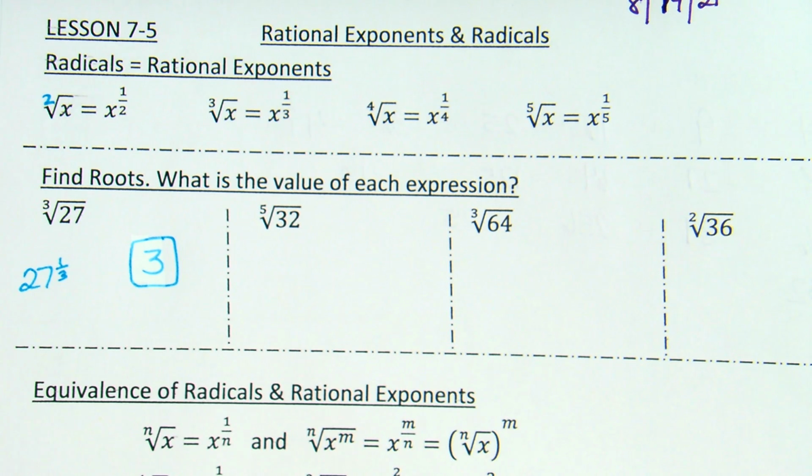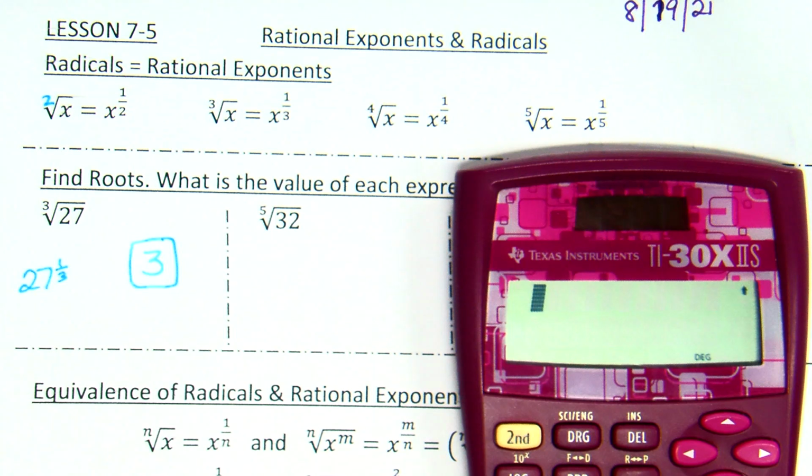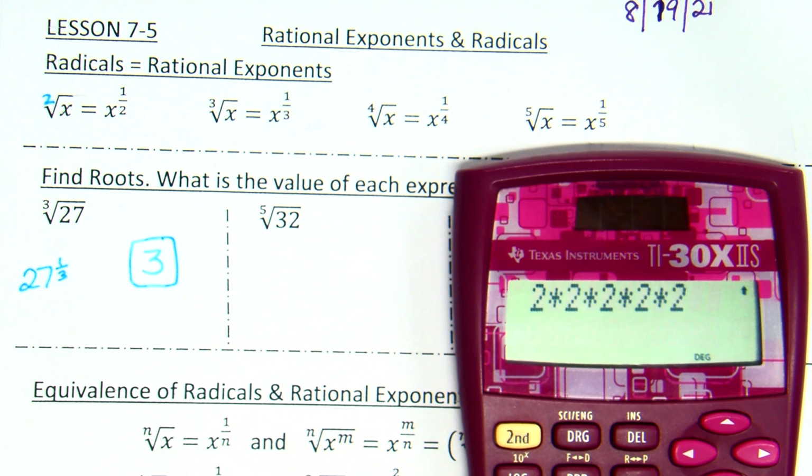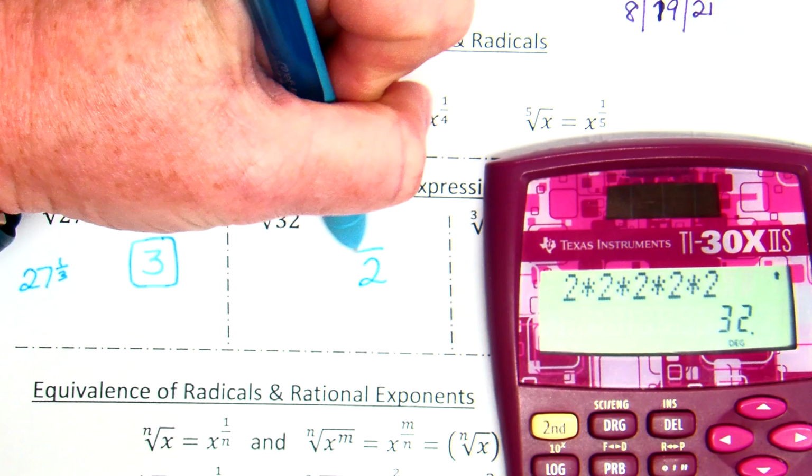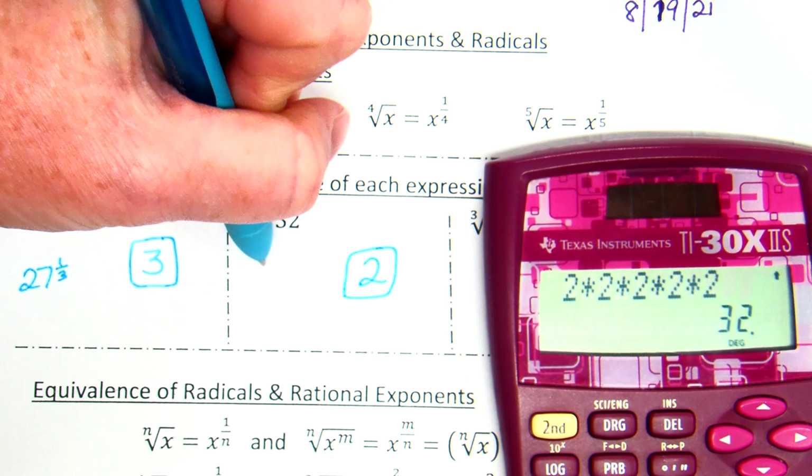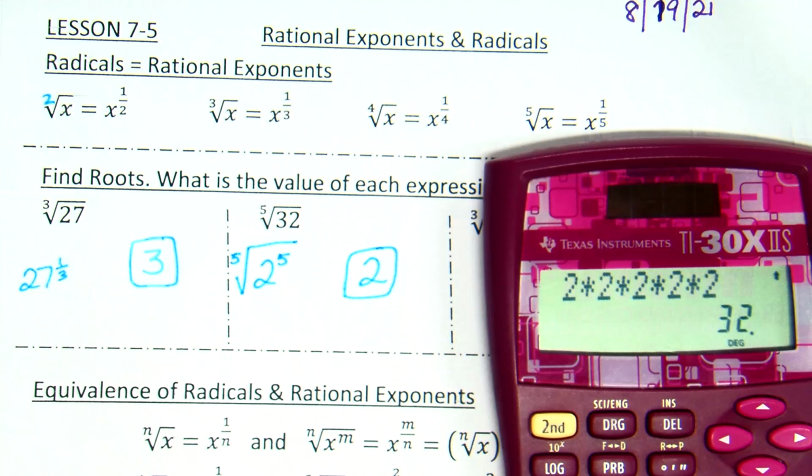I'm with you. Okay, so here, I put my calculator up here. 5 times 5. Nope. Try again. 2 times 2 times 2 times 2 times 2. I have 5 2's up there. And when I multiply them, I get 32. So what is the fifth root of 32? 2. And that's because this is 2 to the 5th, isn't it? You're doing the fifth root of 2 to the 5th. Now, had we talked about 32 already today?